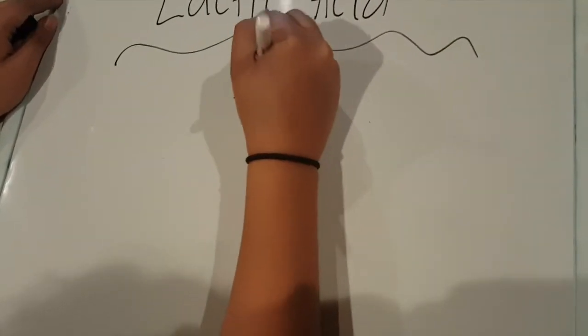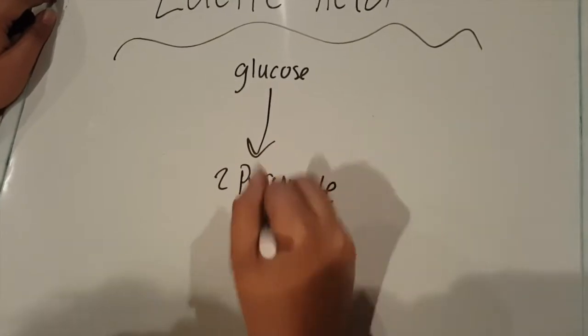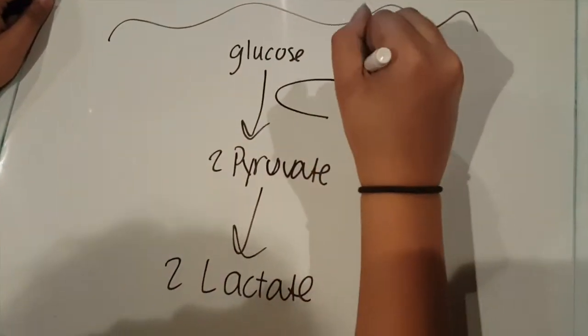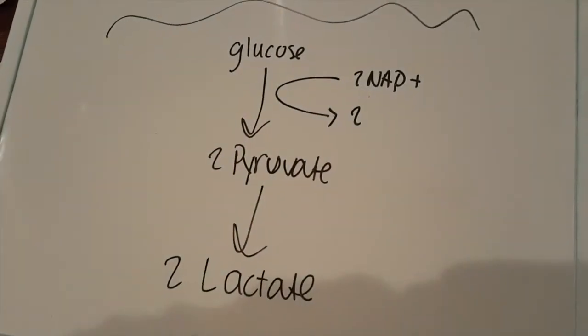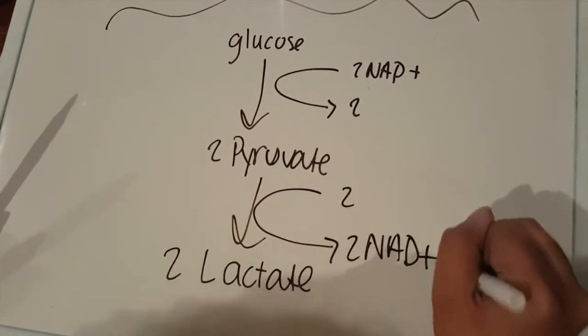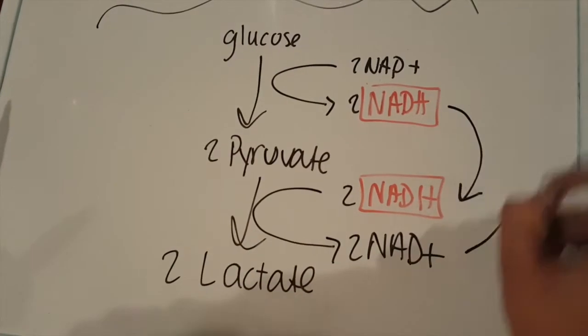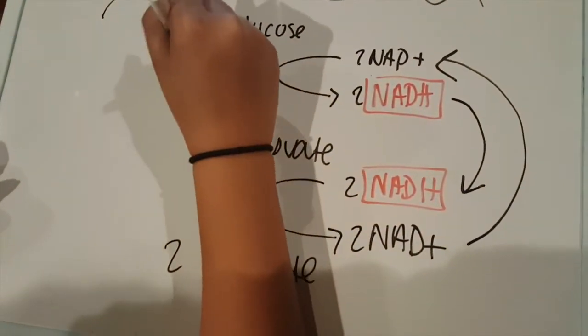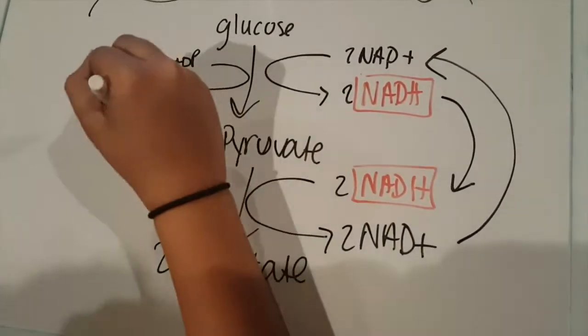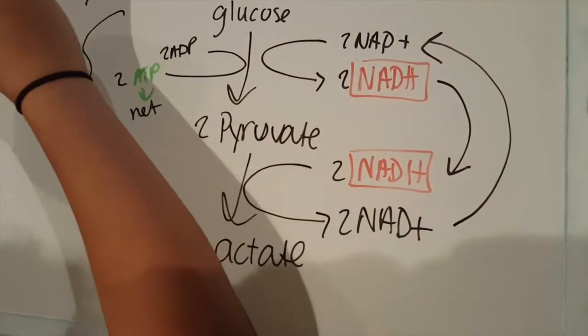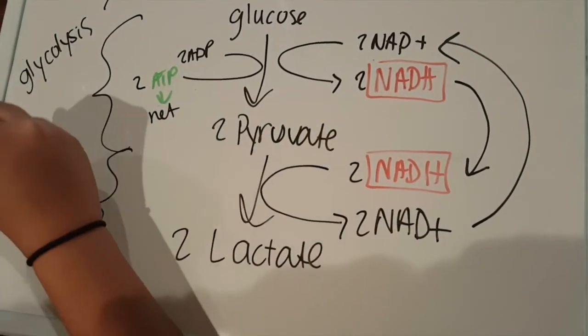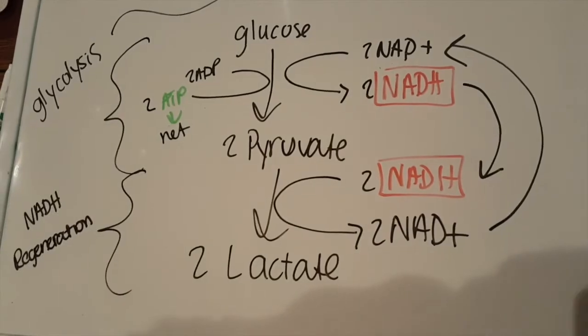We're going to start off with lactic acid fermentation. Lactic acid fermentation begins with glucose, which is then turned into 2 pyruvate with an end product of 2 lactate. You have 2 NAD+ turning into 2 NADH, and then 2 NADH turning into 2 NAD+, and it regenerates. You have 2 ADP, which turns into a net release of 2 ATP. That is a glycolysis reaction, and this is the NADH regeneration.